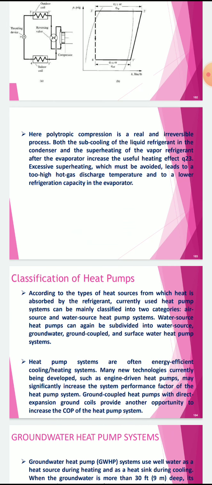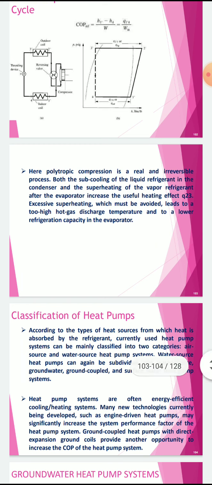Both the subcooling of the liquid refrigerant in the condenser and the superheating of the vapor refrigerant after the evaporator increase the useful heating effect Q2-3. Excessive superheating, which must be avoided, leads to a too high hot gas discharge temperature and to a lower refrigeration capacity in the evaporator.